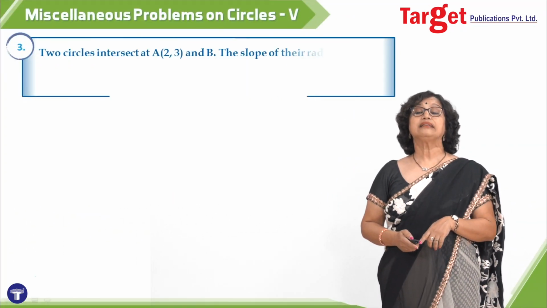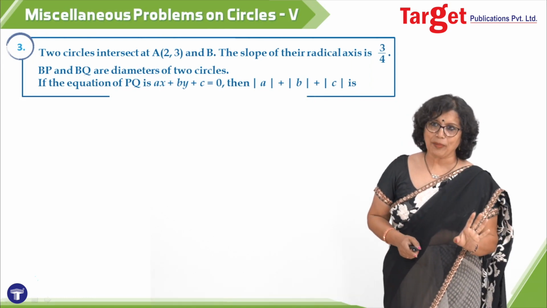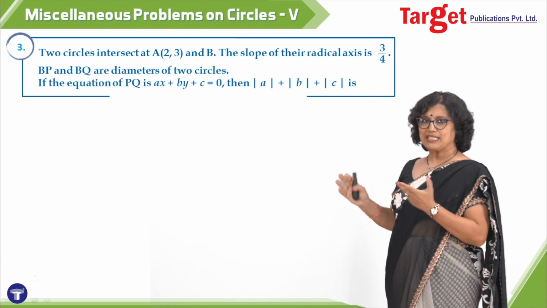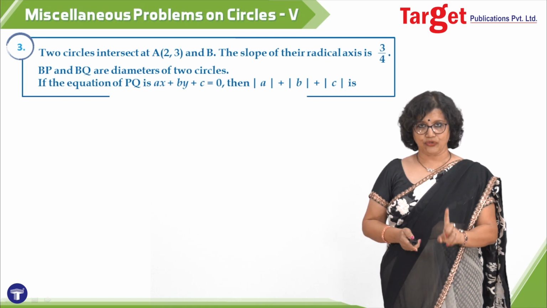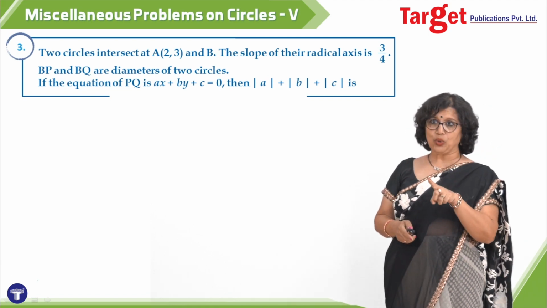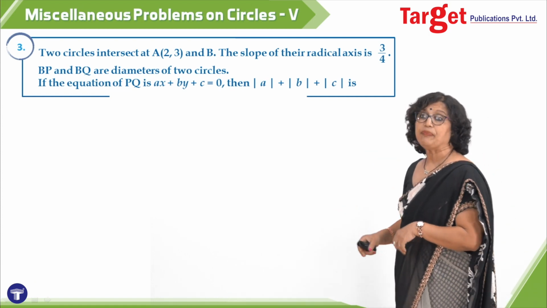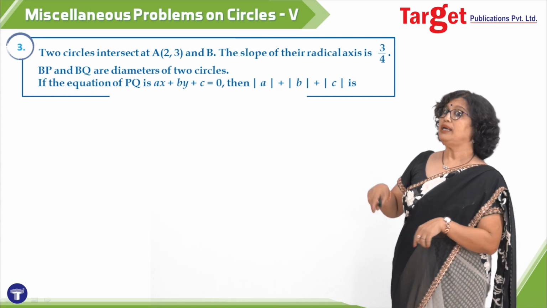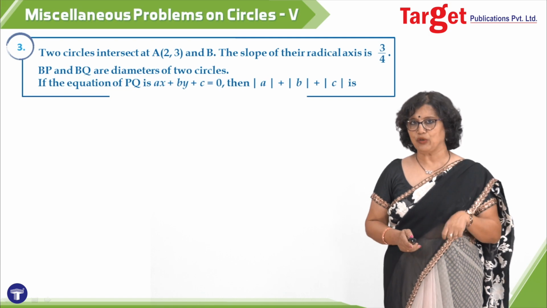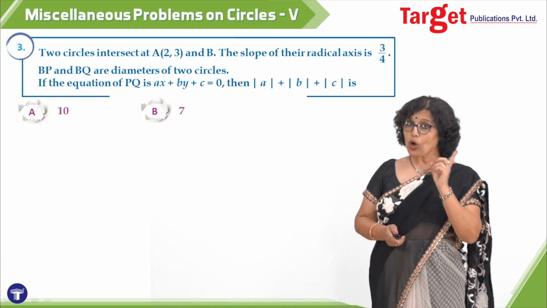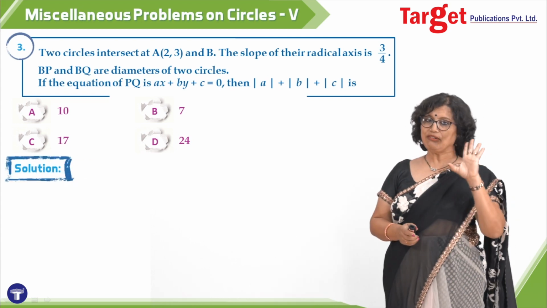The third one. And the third one is that 2 circles intersect at point A, which is given as 2, 3, and another point is given as B. The slope of their radical axis is 3 by 4. If BP and BQ are the diameters of two circles, if the equation of PQ is AX plus BY plus C equal to 0, then we have to find answer for absolute value of A plus absolute value of B plus absolute value of C. Now, four options are 10, 7, 17 and 24. The correct one we will be picking up.